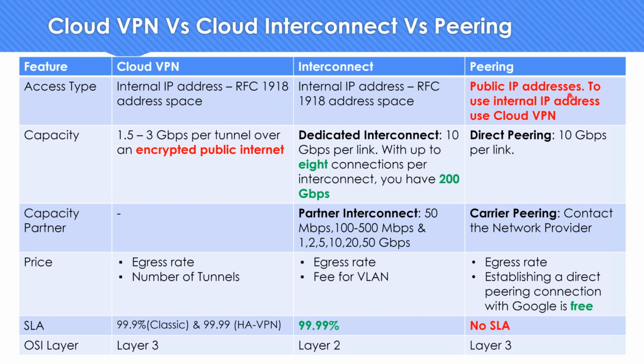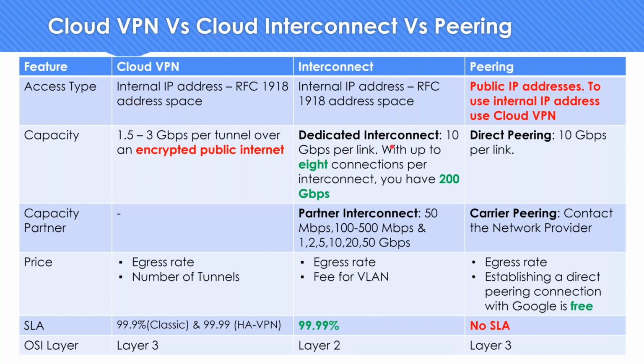When it comes to capacity, one tunnel can give you up to 3 Gbps. 3 Gbps is what I see. Last week Vivek was mentioning it is going to give 12, so I have not seen it. Sorry, I did not see it. I'll check it and update the slide. If it's 3 Gbps, good. If it's 12, I'll update it. So that's the capacity which you get. The connection is encrypted, but it's going to be over public internet.